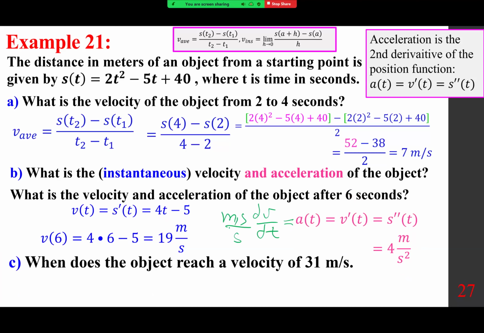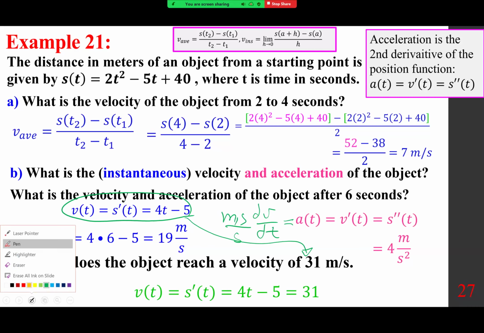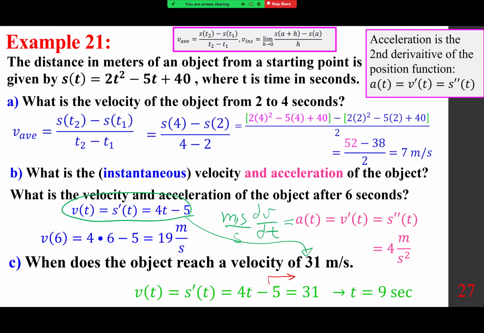When does the object reach velocity of 31 meters per second? You simply put this equal to 31. You move this, make it positive 5, and 31 plus 5 is 36, divided by 4 is 9 seconds.